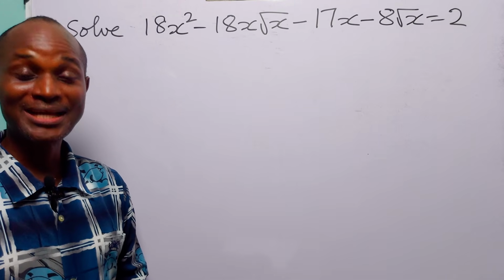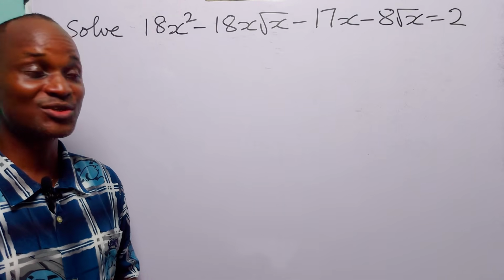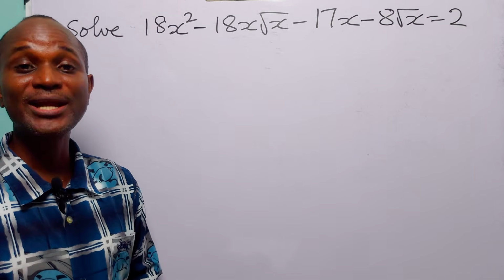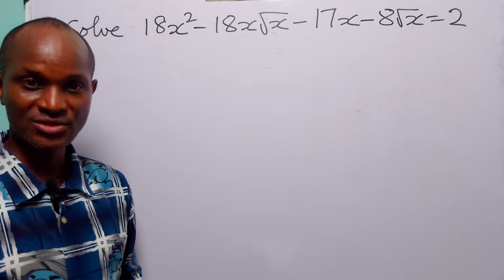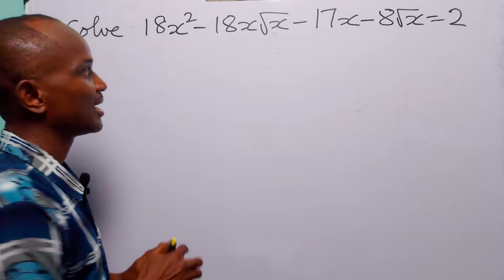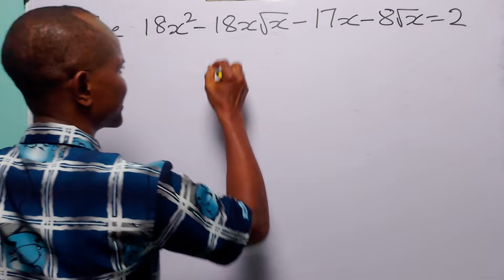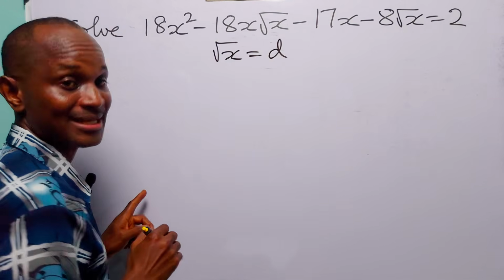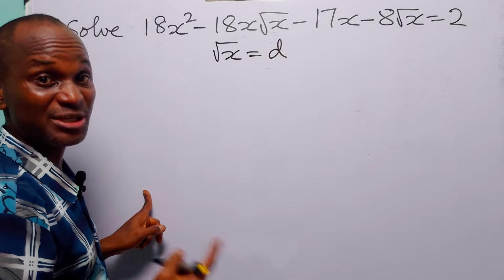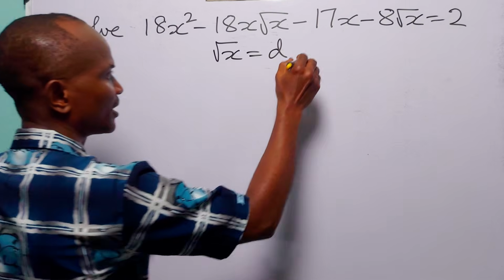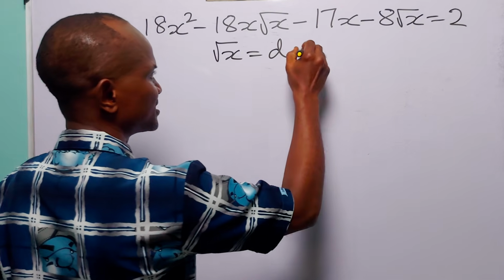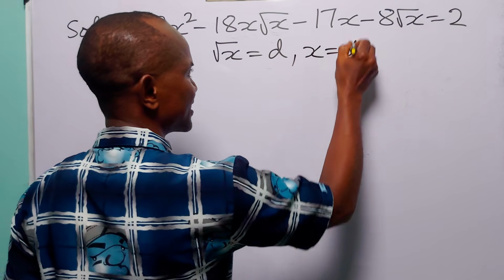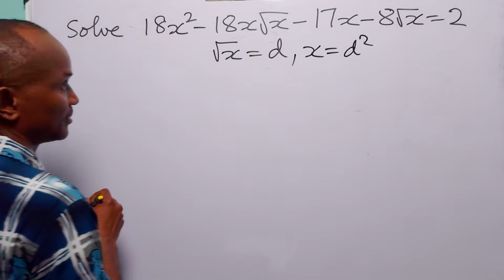Hello and welcome. In this math tutorial, our task is to solve this radical equation for real values of x. Let us start with a substitution. Let the square root of x be equal to the letter d. You know that d must be a positive number. When we square both sides of this equation, we have that x is equal to d squared.